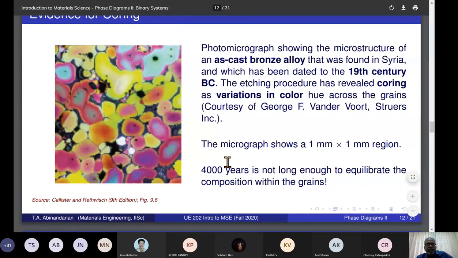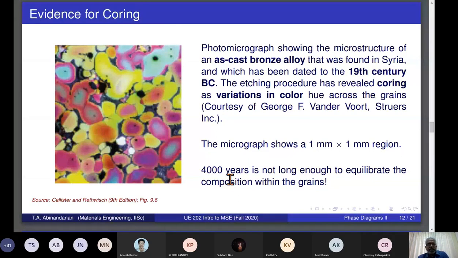But here's the thing, solid state diffusion is so small at room temperature that nearly 4,000 years of this alloy sitting at room temperature or even lower hasn't done anything at all to equilibrate the composition across the grains.